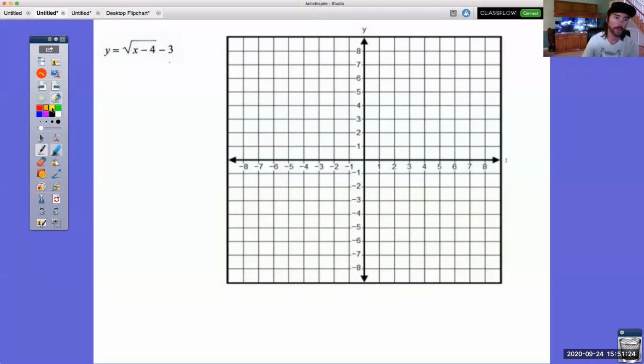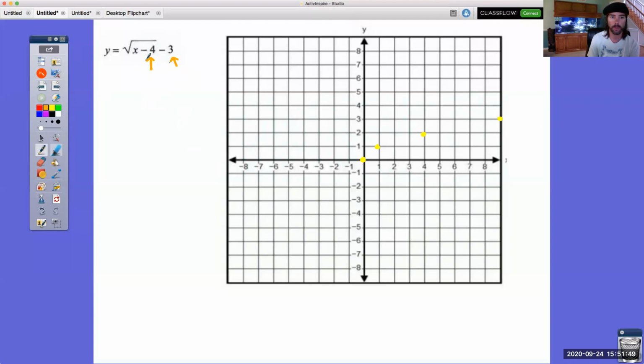I'm going to plot my originals. 0, 0, 1, 1, square root of 1 is 1, 4, 2, square root of 4 is 2, 9, 3, square root of 9 is 3. I'm not going to connect them, it's not needed. I am interested in what does that negative 4 do? What does the negative 3 do?